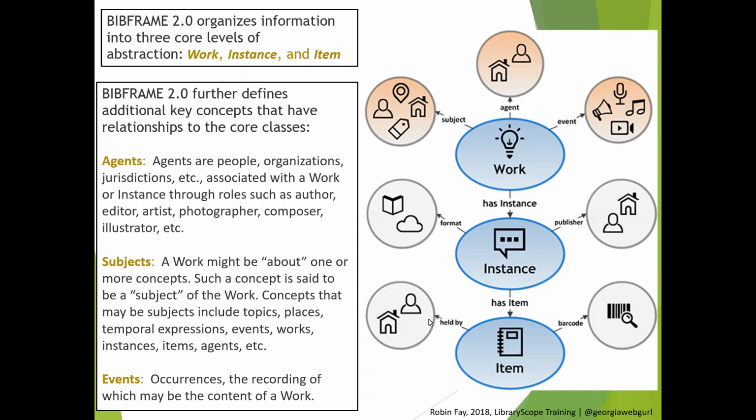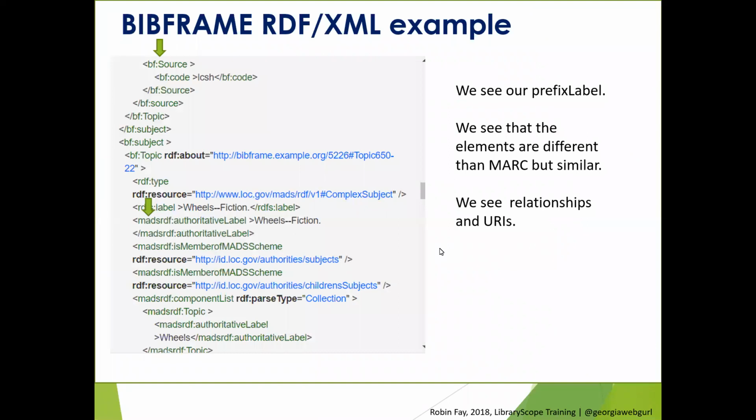So agents, we already talked about. Subjects, we already talked about. I think we all know subjects. Events is a new one, and this has to do with time and, you know, events. So BIBFRAME, here we see our prefix label. Again, we're looking at code views. Prefix label, elements are different than MARC but similar. And we do see our URIs as URLs kind of sprinkled throughout.